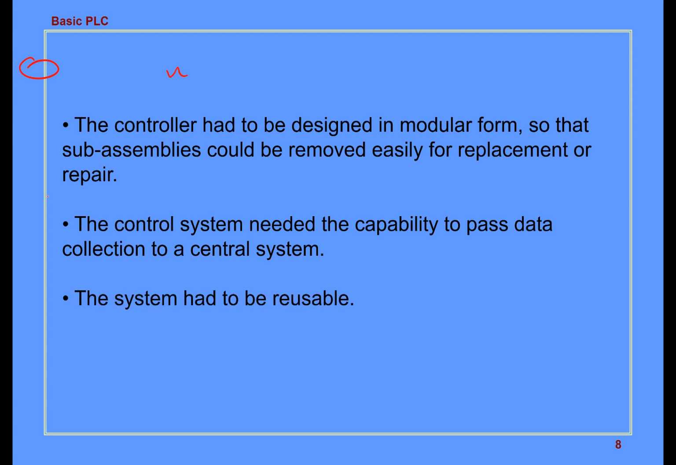The system had to be reusable. One of the problems with relay logic is that if you unsolder and resolder a relay board enough times, you throw it in the trash. And usually the process of unsoldering and trying to reprogram it, they end up just scrapping it because it was too expensive for engineering and technician time, and too prone to mistakes.